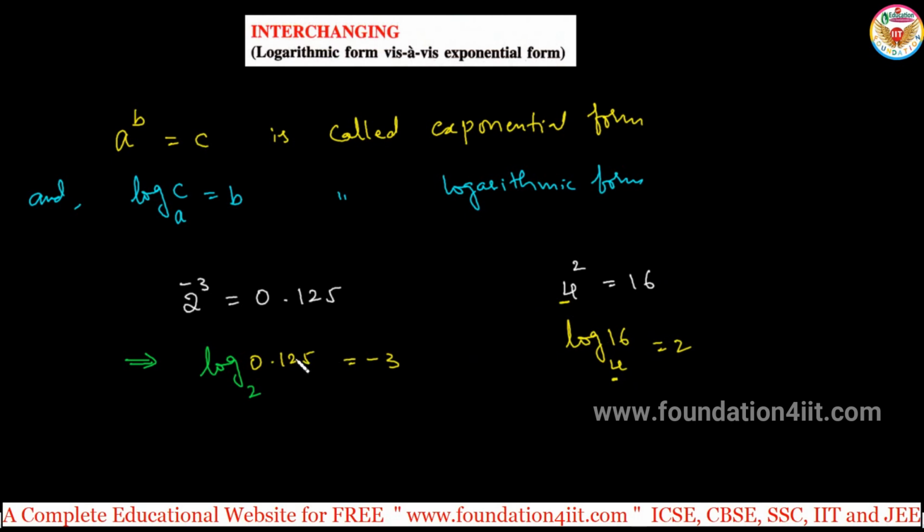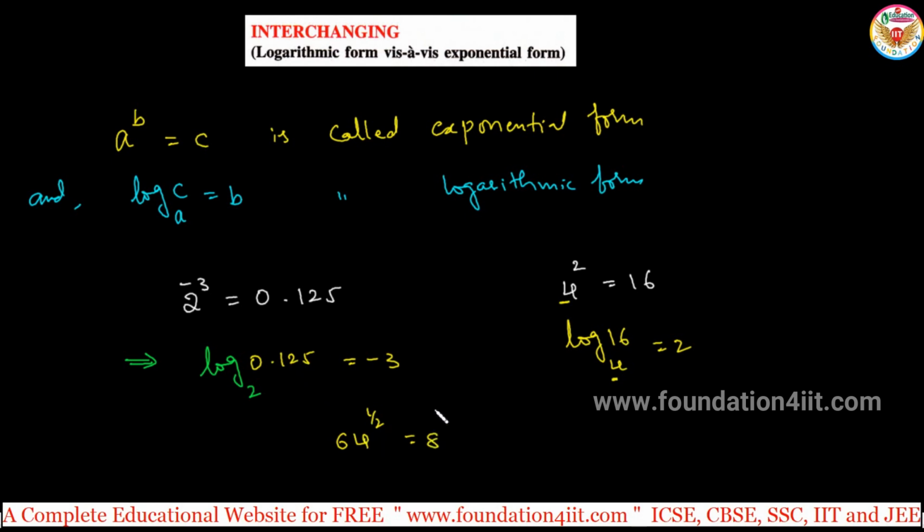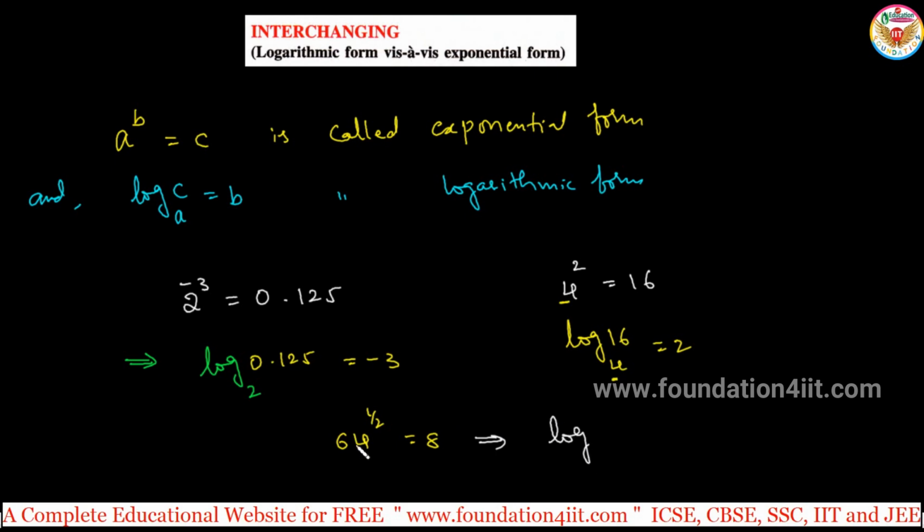So log of 8 to the base 64. 64 to the power 1 by 2 is equal to 8. So converting into logarithmic form, the base is 64. Keep the base 64. Just log 8 to the base 64 is equal to 1 by 2. Right? This you can write.